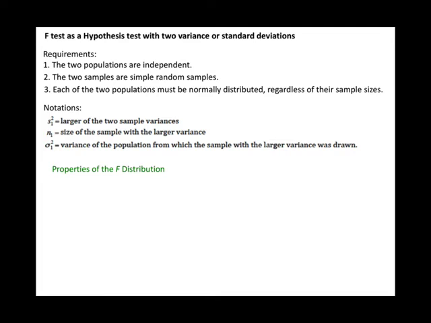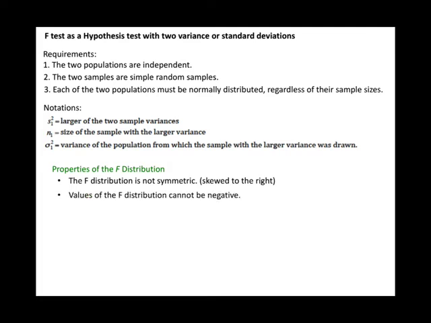Okay, properties of the F distribution. The F distribution is not symmetric. It's skewed to the right, meaning the right tail is longer, just like the chi-square distribution. And the values of the F distribution cannot be negative. Same idea as the chi-square distribution: they start from 0 and the numbers keep increasing, so they never have negative numbers.